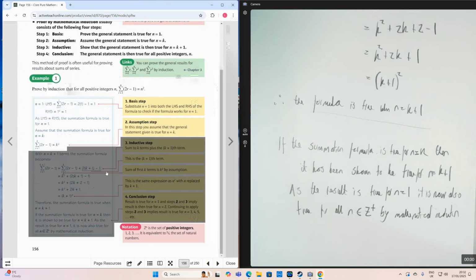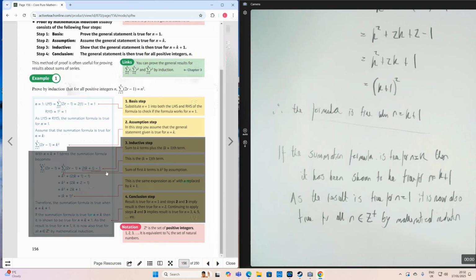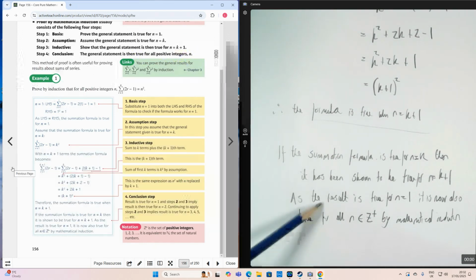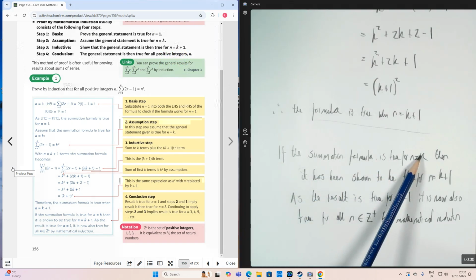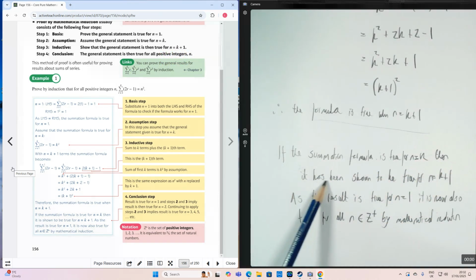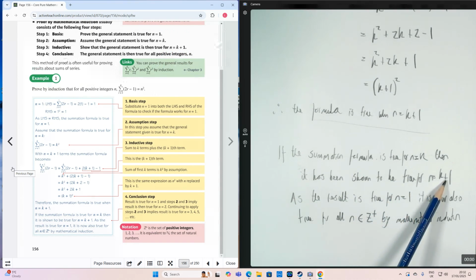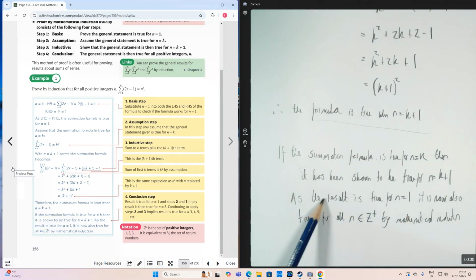So going back to our domino analogy from the start of the lesson, this is basically saying if we pick any random domino, it has been shown that the domino next to it will fall over. As the first domino will fall, therefore all of the dominoes will fall over. Okay, that's just like what that means in layman's terms.